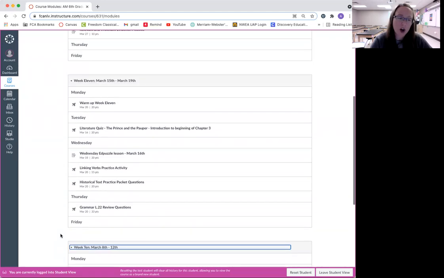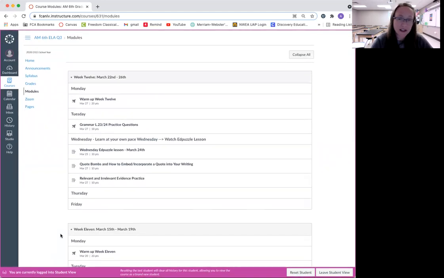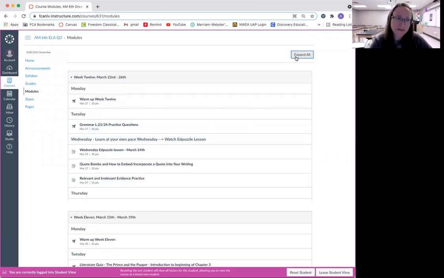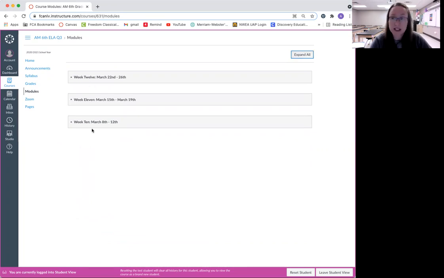Now, let's say you have all of your weeks open and it can be a little hard to find which week you're trying to look for. If you click on collapse all in the top right-hand corner, all of those modules collapse, and it is easier to see those titles for which week you need to go to.